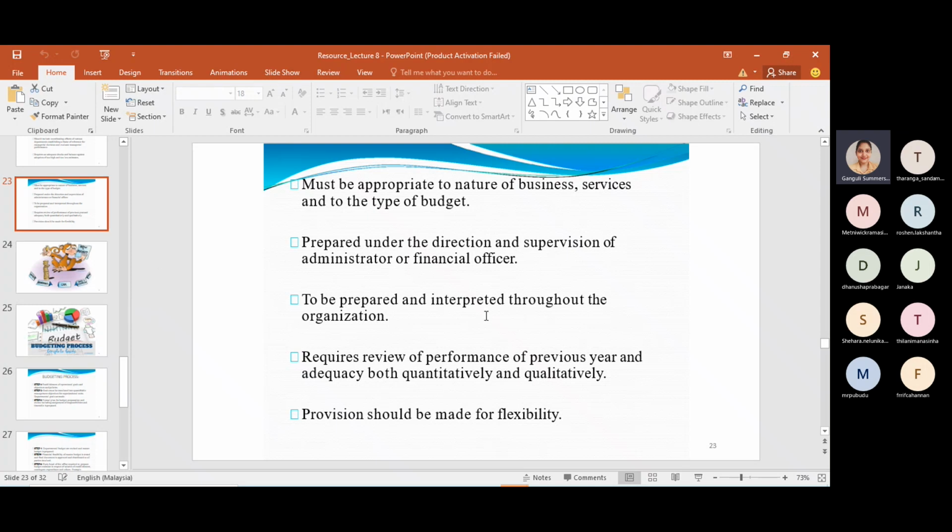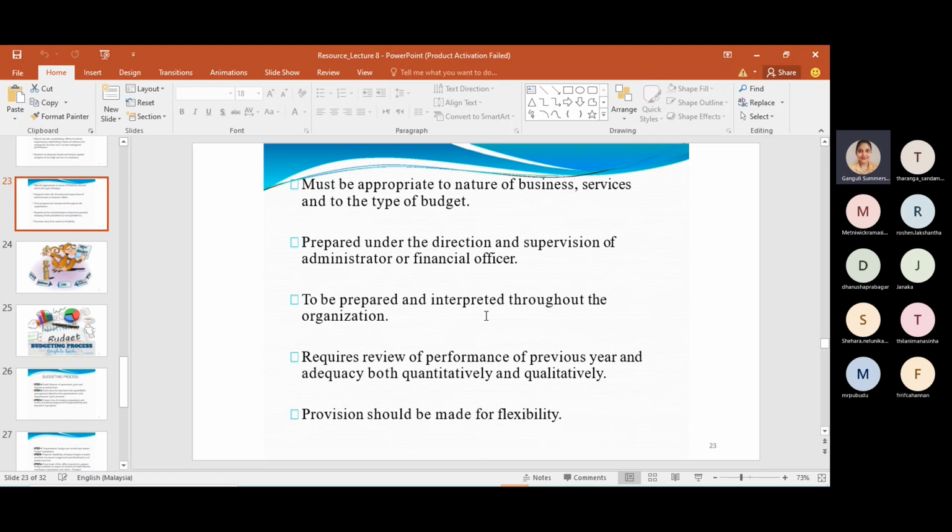Interpretation is very important. Whatever budgets are made by different departments should be interpreted throughout the organization. Interpreted throughout the organization means the entire organization should come together as a team, and you need to interpret each and every budget as a team. Only then do you combine all these budgets into a master budget. So interpretation is very important.